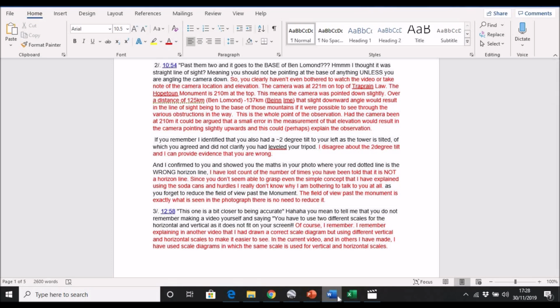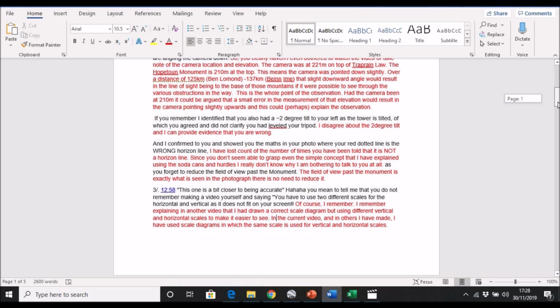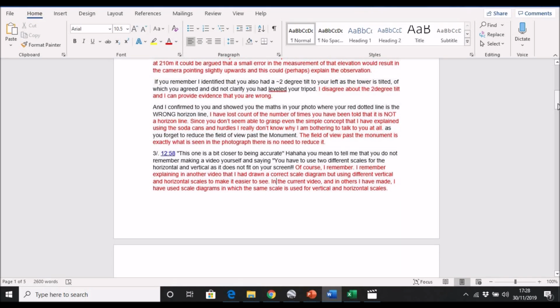His comment point number 2 continues, and I confirmed to you and showed you the maths in your photo where your red dotted line is the wrong horizon line. My response to this is to say, I have lost count of the number of times you have been told that it is not a horizon line. Since you don't seem to be able to grasp even the simple concept that I have explained using the soda cans and hurdles, I really don't know why I'm bothering to talk to you at all. I'm about to continue with probably half an hour or more of going through each point, and you can't even grasp the simple concept.